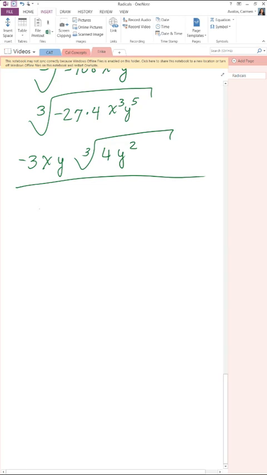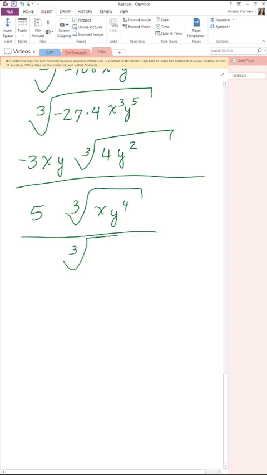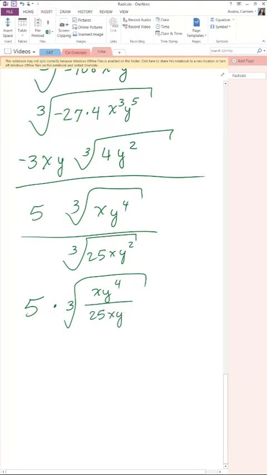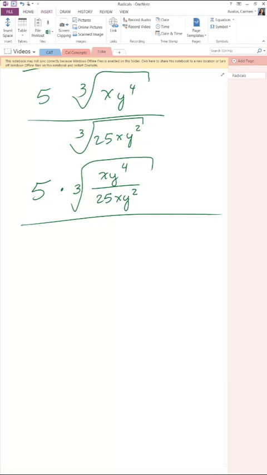If we do a problem like this, 5 times the cube root of xy to the fourth over the cube root of 25xy squared, you could rewrite it as 5 times the cube root of x to the 4, xy to the fourth over 25xy squared. And this is where you could reduce and simplify. I don't want to make this video too long, so you could just reduce it in there and then take what they have in common out and then work from there.